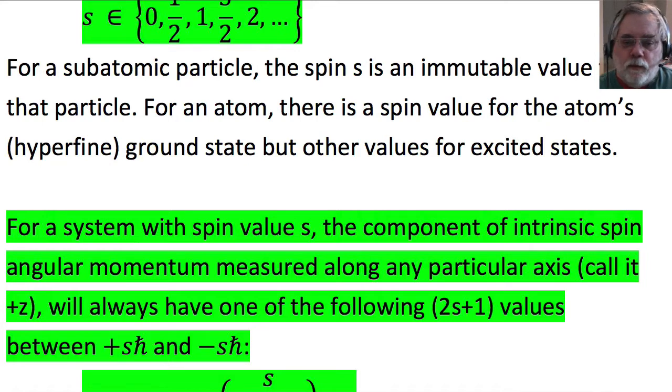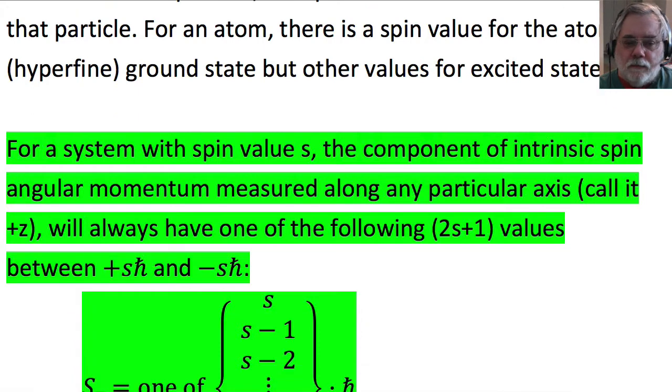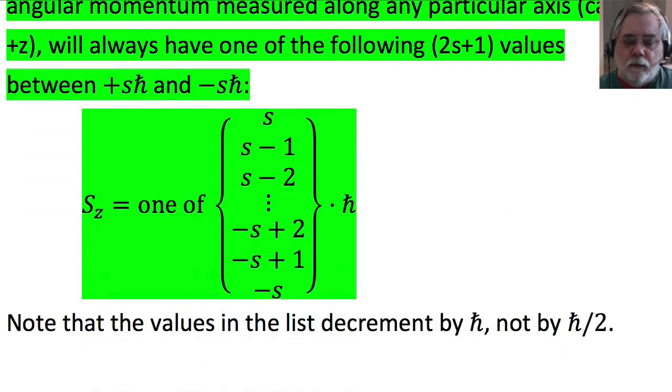For a system with spin value s, the component of intrinsic spin angular momentum measured along any particular axis, call it the plus z axis, will always have one of the following values. There'll be 2s plus 1 values between plus s h bar and minus s h bar. So s sub z will be one of the following times h bar: s, s minus 1, s minus 2, keep decrementing by 1 until we finally get to minus s. Note that the values in the list decrement by h bar, not by h bar over 2.